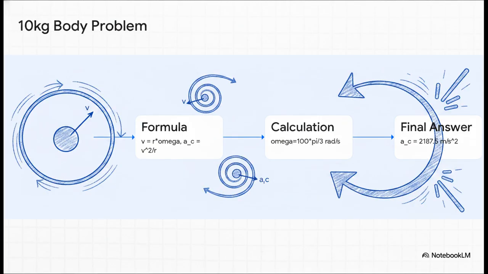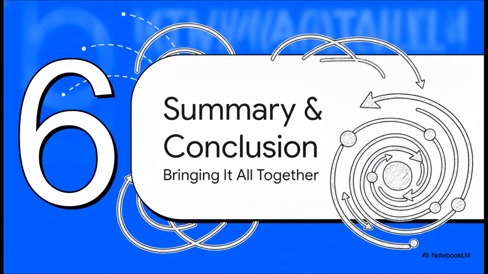In this next numerical, we're given a mass of 10 kilograms, a radius of 0.2 meters, and a frequency of 1,000 revolutions per minute. Applying our formulas to find omega in seconds, by converting that frequency, we calculate an omega of 100 pi over 3. Multiplying that by the radius gives us a linear velocity of 20.93 meters per second. Finally, plugging that velocity right into our centripetal acceleration formula yields a totally massive centripetal acceleration of 2187.5 meters per second squared. This really goes to show how incredibly high acceleration can get when an object spins rapidly in a tight circle.